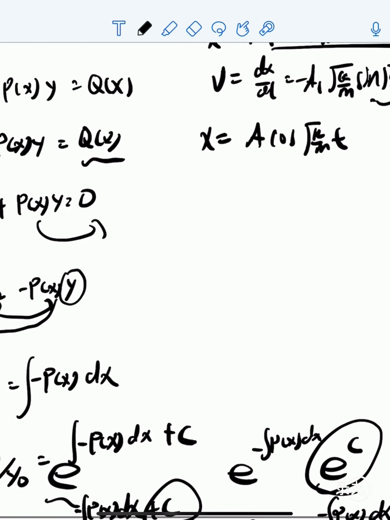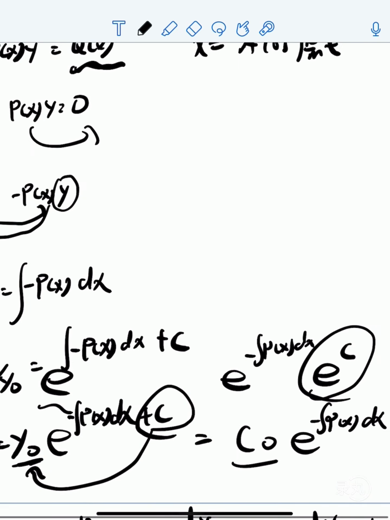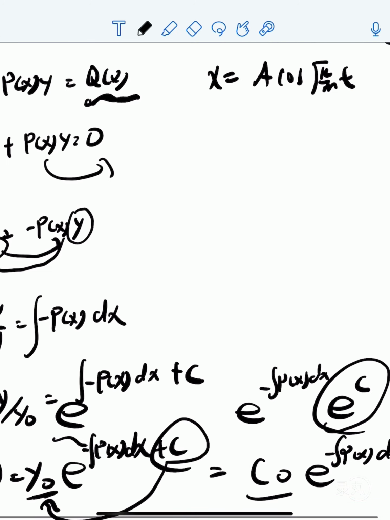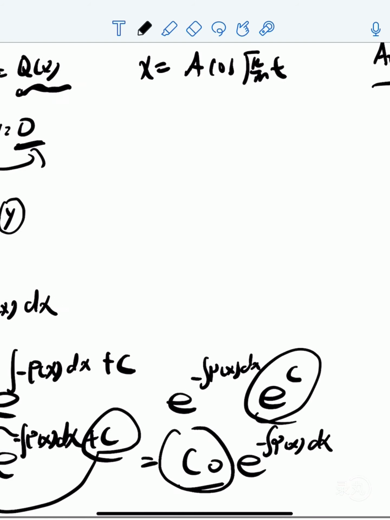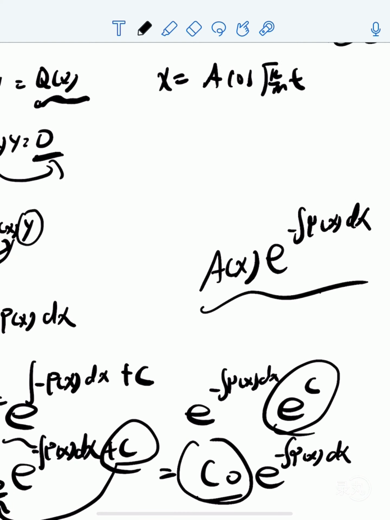Now going back to this case, we also guess a solution. For the case of q equal to 0, the constant was c, so we guess that it might have the form a(x) e^(negative integral of p(x) dx).